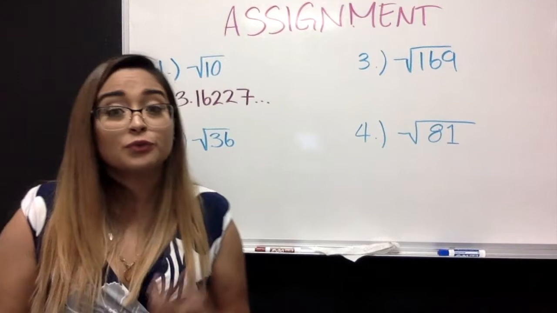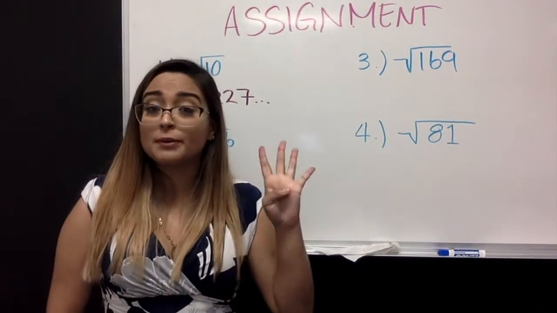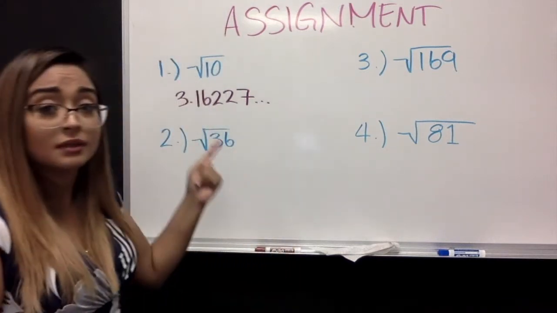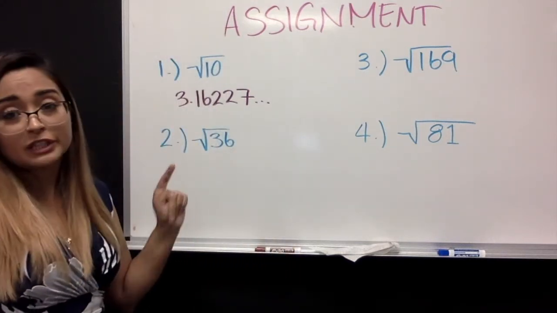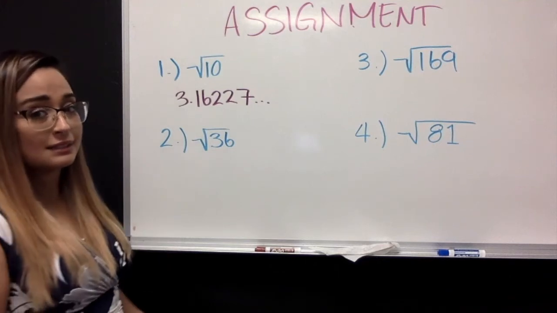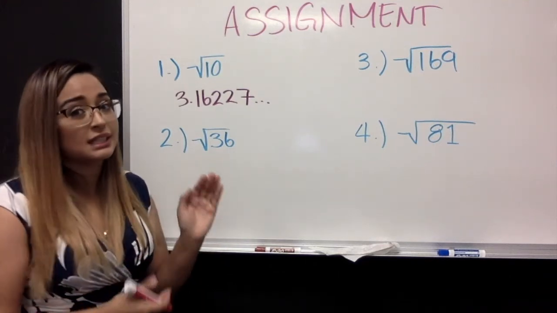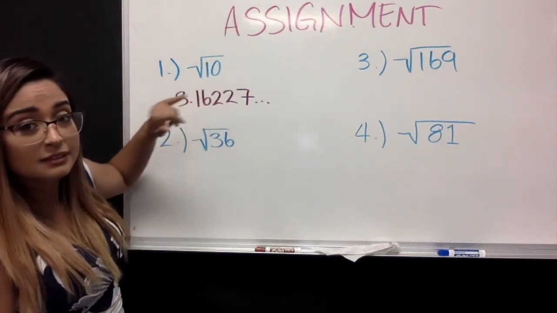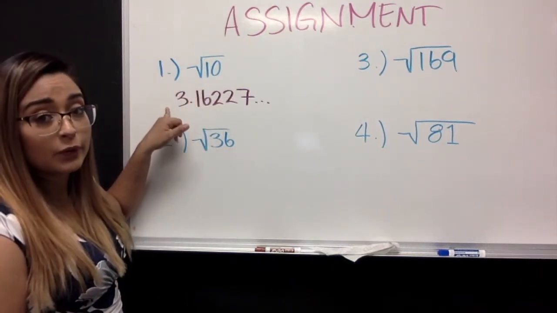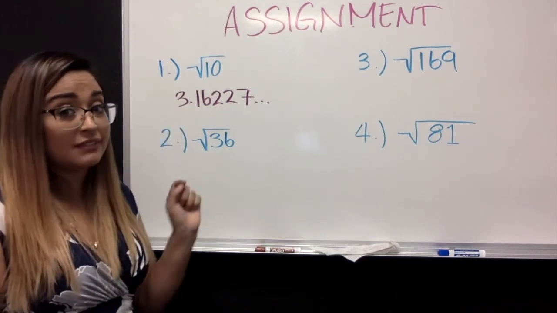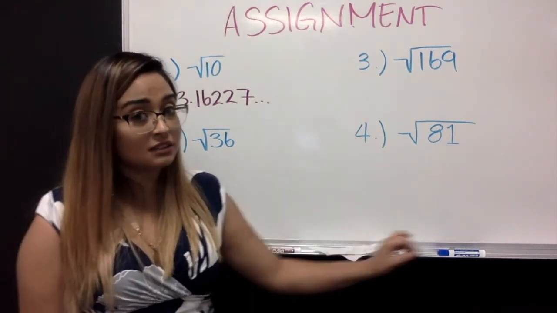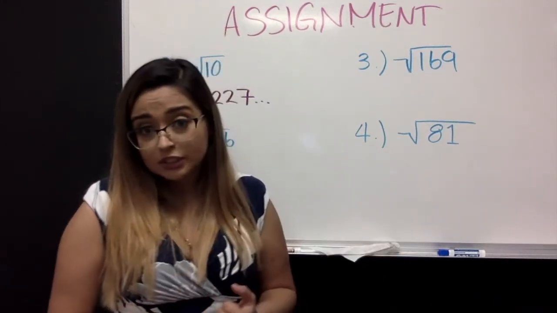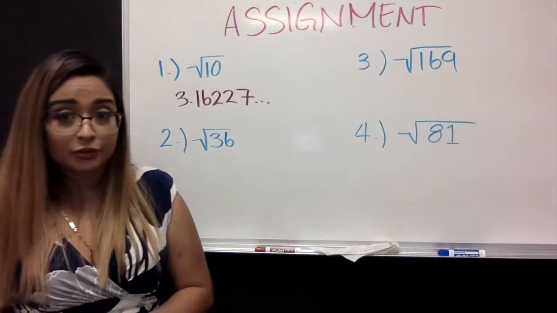Alright, so for your assignment today, we have 4 math problems on the board. We're going to work on one of them together. Now, I already started with number 1. Why? Because I want to explain this to you guys very thoroughly. The square root of 10 is 3.16227... Why the dots? Because the number continues. It doesn't follow a certain pattern, and it's not the same number over and over again.